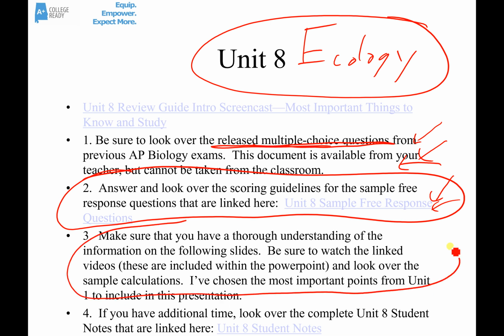Next, make sure that you go through the rest of this presentation. As always, there are lots of screencasts embedded throughout. For topics that you aren't very familiar with, take a minute and watch those screencasts. None of them are very long, 5-6 minutes apiece. Take the time to look through those when you need to. And then finally, if you have some additional time, I've linked up the complete set of Unit 8 student notes right here.